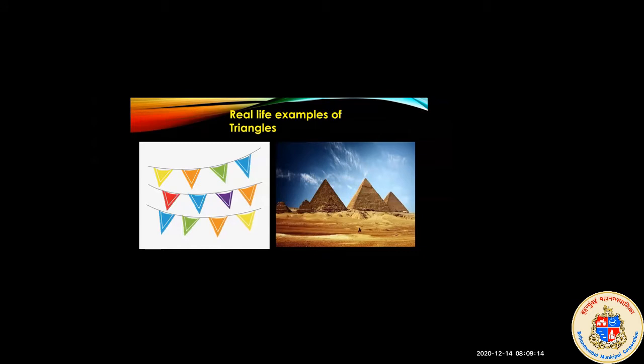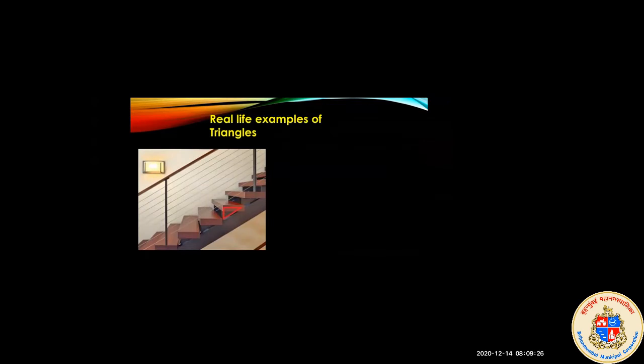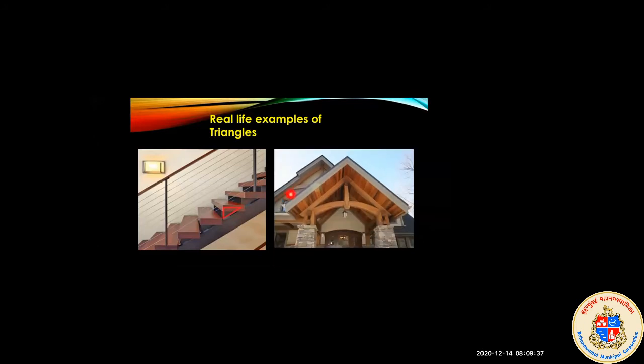See, this is the artificial garland which we use for our birthday parties or any party. It is shaped like a triangle. Then these are the Egypt mountains. They also have triangular shapes. Then these are staircases, and when you look at the side partition of the staircase, it looks like a triangle. Then the next one is the roof of the house. The roof of the house also looks like a triangle.